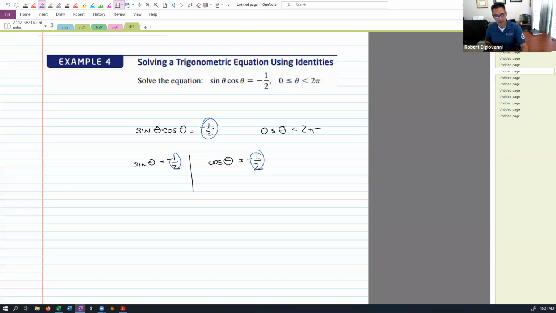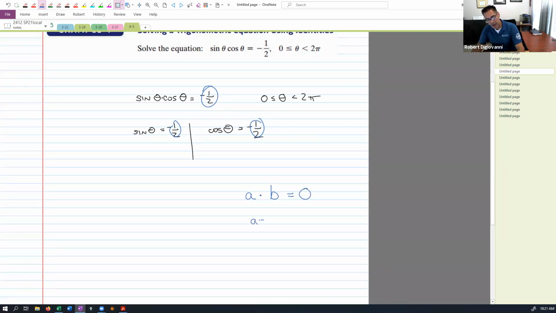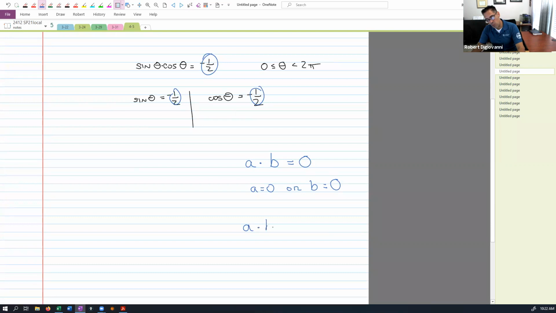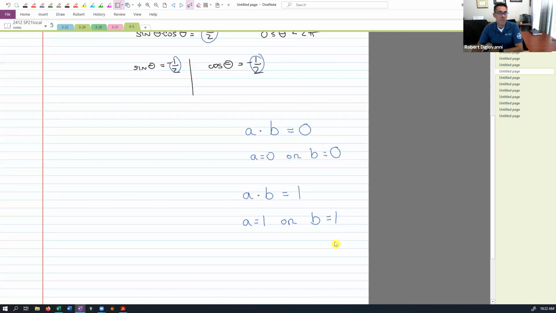I'll give you an example. If I tell you I have something A times B, and I tell you it equals 0, then A has to be 0 or B has to be 0. There's no other way that two things can multiply to be 0 unless one of them has to be 0. If you try this with another number like 1, does this mean that A has to be 1 or B has to be 1? No. Can somebody give me an example of two numbers that multiply to be 1, but neither one of them is 1?